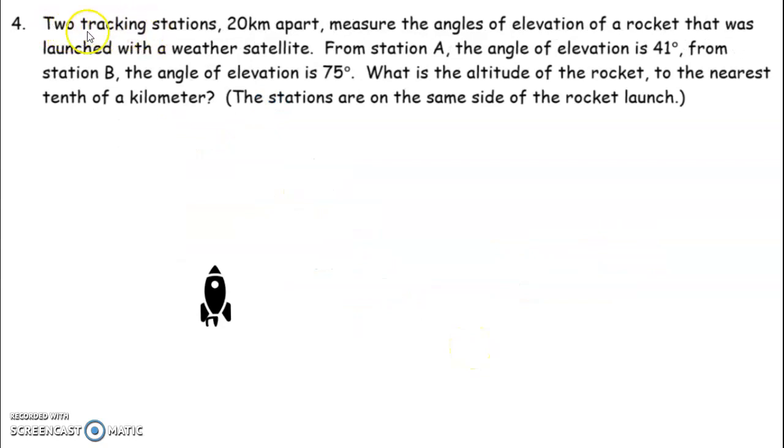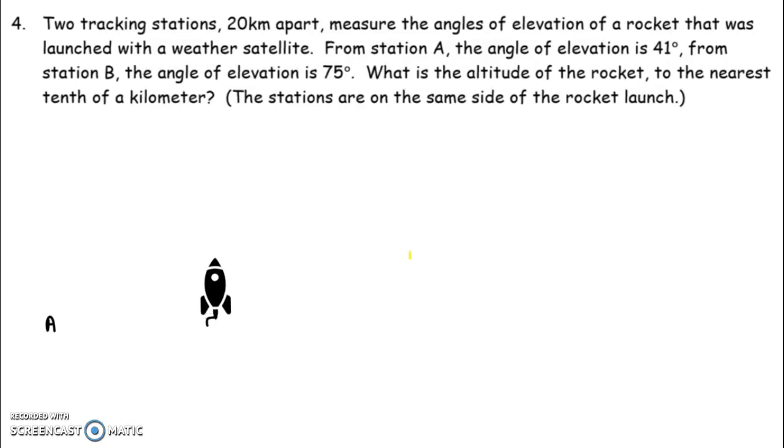In number 4, two tracking stations 20 kilometers apart measure the angles of elevation of a rocket that was launched with a weather satellite. From station A, let's draw station A, from station A, the angle of elevation is 41 degrees.